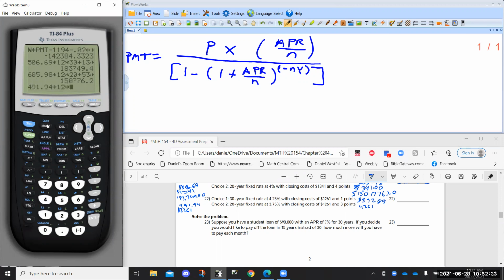491.94 times 12 times 30 plus 2261. And on the other side is 592.89 times 12 times 20 plus 4261. And we get again that choice 2 is the better option here.